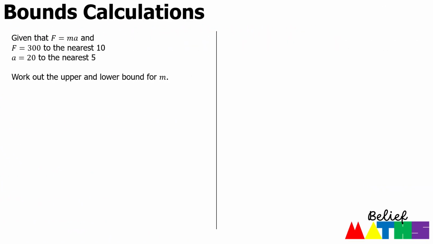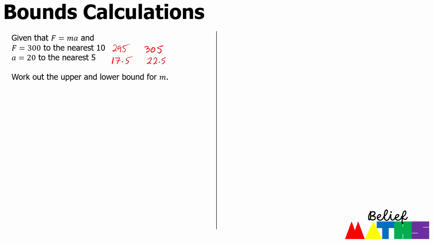In this question, we're calculating to find the upper and lower bound from a calculation. It's given that f equals ma and that f is this and a is this, work out the upper and lower bounds for m. So there's 3 things we need to do. First thing is find the upper and lower bounds for f and a. So let's do that first. That's 295 and 305. And then for a, it's 17.5 and 22.5.